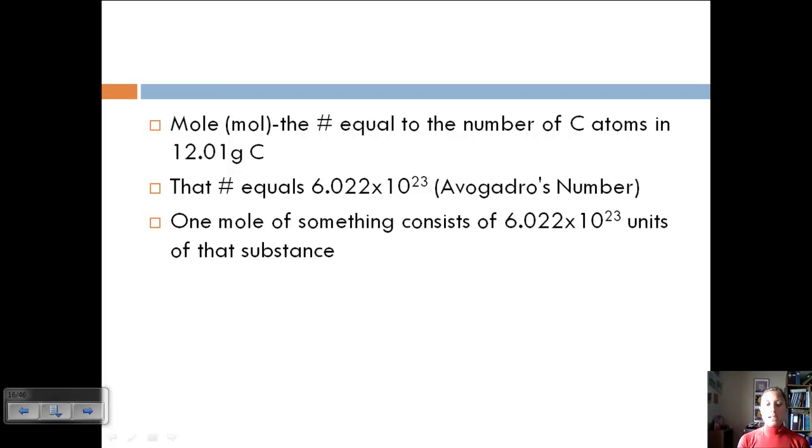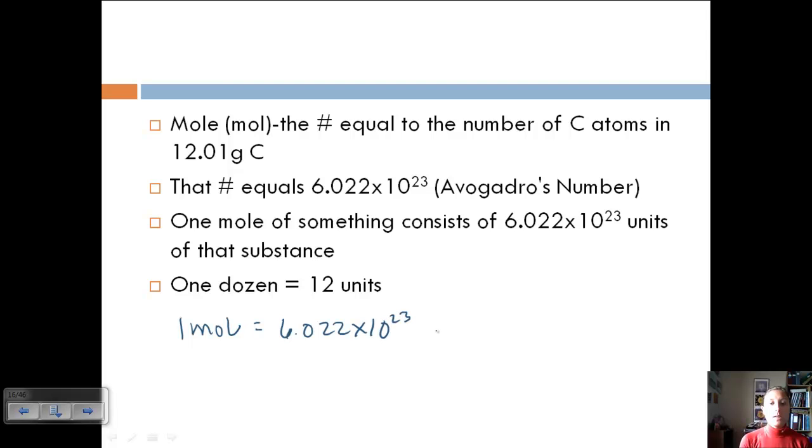So 1 mole is a ton of whatever. 6.022 times 10 to the 23rd is quite a large amount. And since atoms are so small, this works because we're usually going to have a large number of atoms. This is kind of like saying that 1 dozen is equal to 12 units. And so we can say that 1 mole is equal to 6.022 times 10 to the 23rd units. It's like saying a dozen, only it's a different quantity.